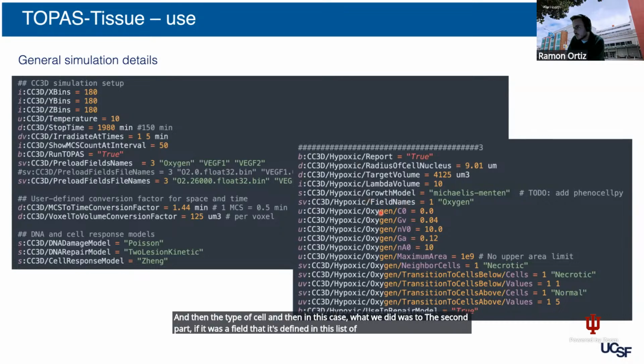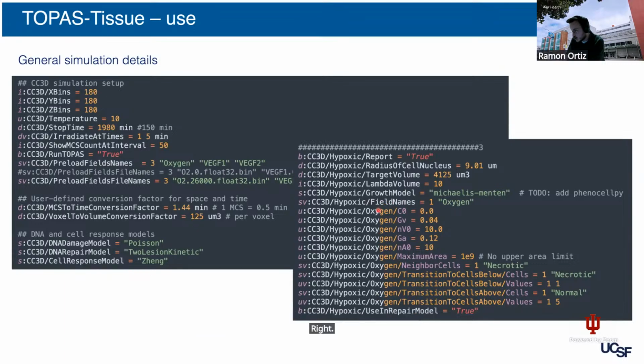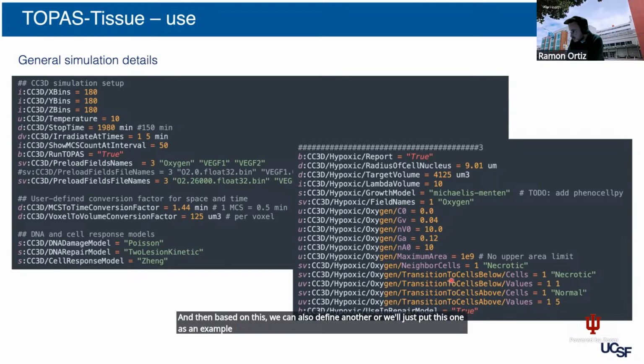Consider, it means that this is a parameter related to the oxygen field that will affect this type of cell in particular. And then based on this, we can also define another, or we'll just put this one as an example. So this transition, which is a process, will be dependent on this field and will affect this type of cell, which will lead to this other type of cell.